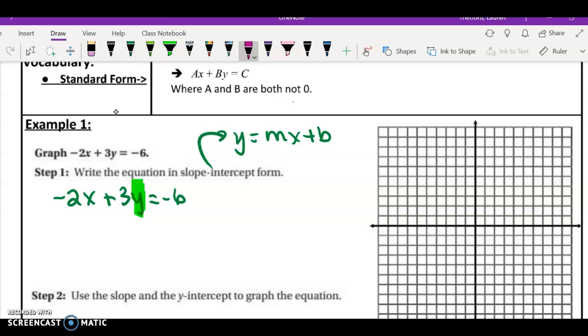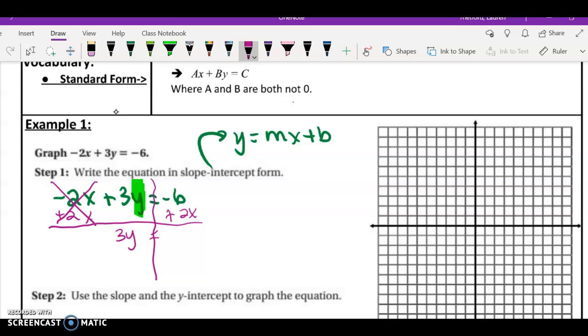Right now we have this negative 2x on the left-hand side of the equal sign, and we need it on the right-hand side in order for it to be in slope-intercept. So to get it to the other side, we are going to add 2x to both sides. When we do that, the left side cancels. So now we just have 3y equals 2x and this minus 6.